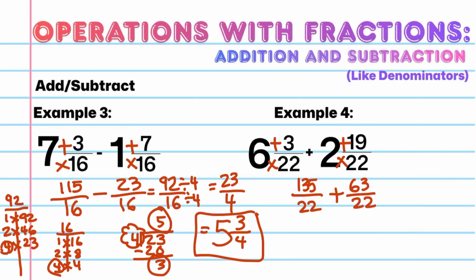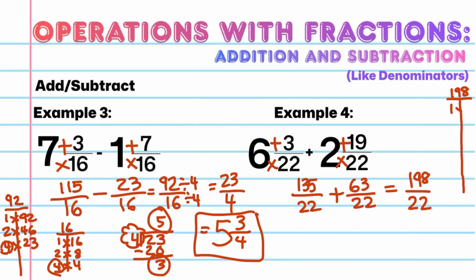So I'm going to add. What is 135 plus 63? That's 198. Now is my answer 198 over 22? No. I have to list all of the factors of 198 to ensure that I have simplified my answer.